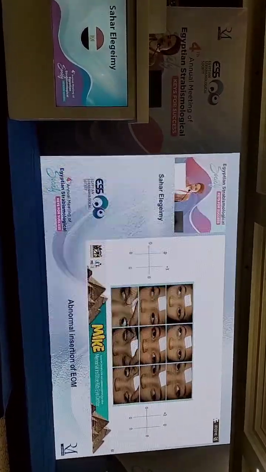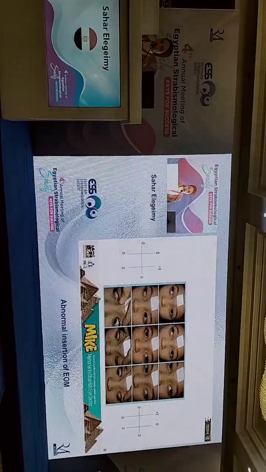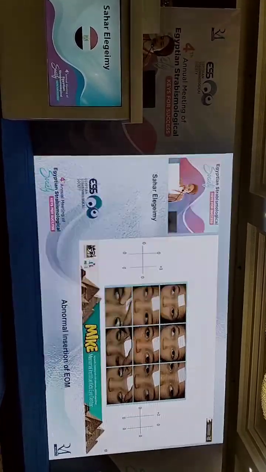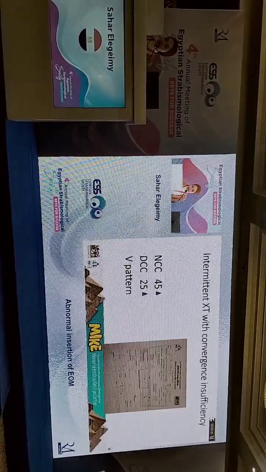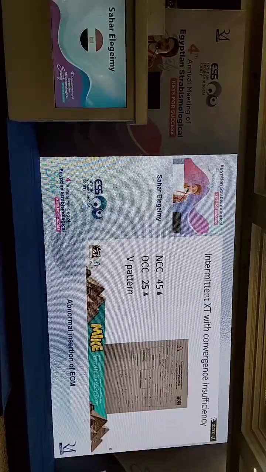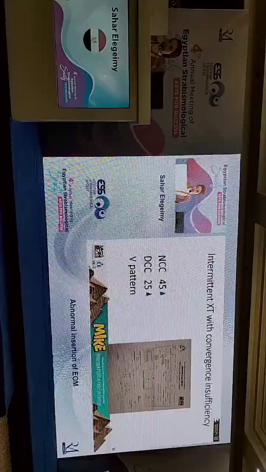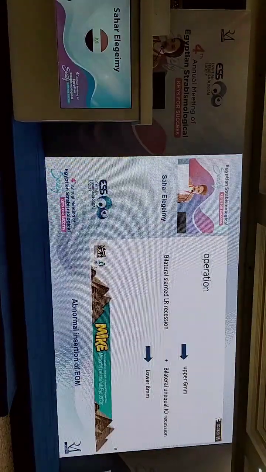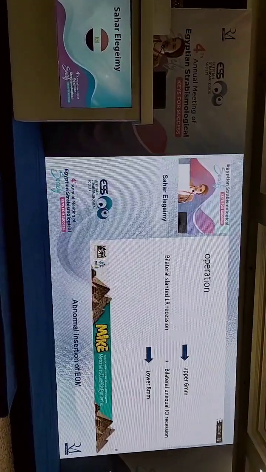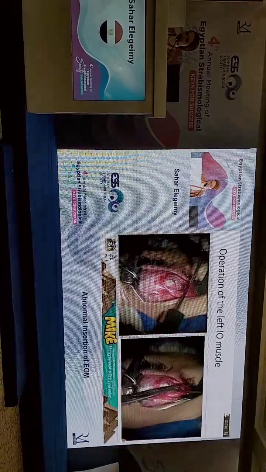Ocular motility examination revealed bilateral unequal inferior oblique overaction, +3 in the right eye and +2 in the left eye. And he had left XT 45 prism diopter at near and 25 prism diopter at distance with a V pattern. So again, there was an intermittent XT with V pattern and convergence insufficiency. So the decision of the operation was bilateral lateral rectus recession, the upper ball at 6 mm and the lower at 8 mm, with bilateral equal inferior oblique recession.